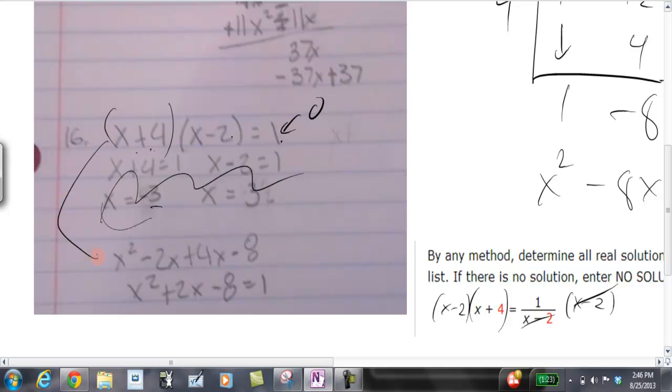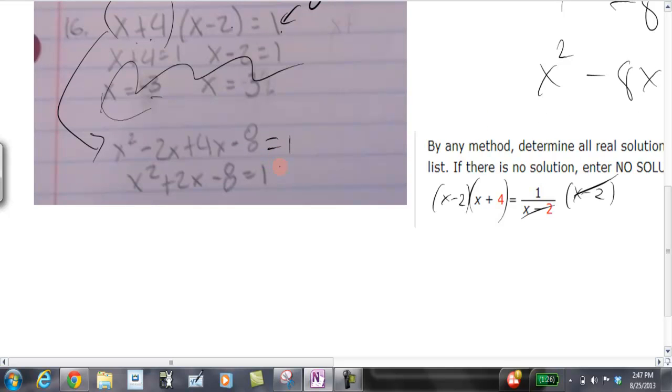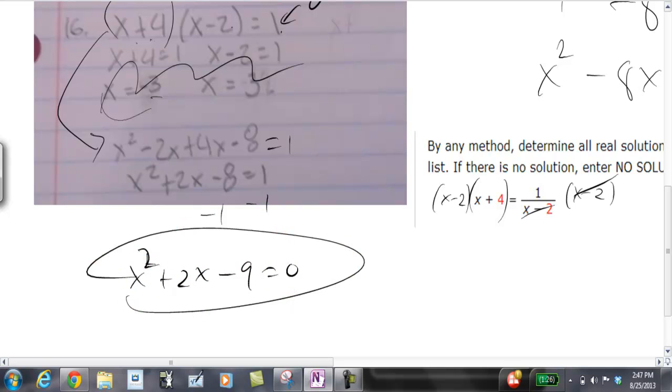Then it looks like you FOILed through, or multiplied through, and you got that, and it should still be equal to 1. There we go, which is great. So now the next thing you have to do is start solving it using your zero product property. We subtract the 1, so that gives us x squared plus 2x minus 9 equals 0. Now we have a quadratic that is equal to 0. You can factor it and solve it using zero product property, use the quadratic formula from here, or complete the square, whatever you're most comfortable with. That'll get your answers. Hope that helps.